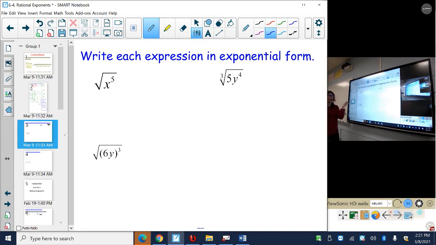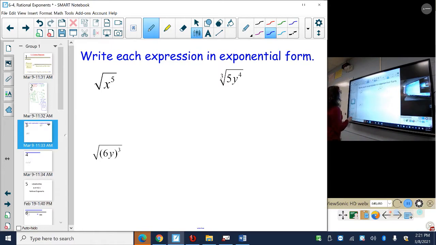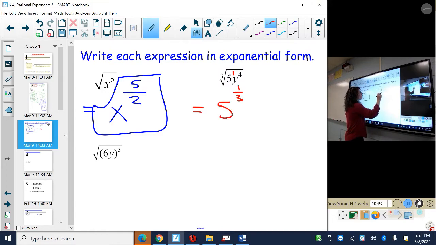So now let's go backwards. Let's get this out of radical form and put it into rational exponent form. This has a base of x and only x, so x is my base, my power is 5, my root is understood to be a 2 because there's nothing there. Done. Next, I have 2 different bases here. You have to acknowledge that you have 2 different bases. 5 is a different base than y. So you have to have this be 5 to the 1/3, y to the 4/3.